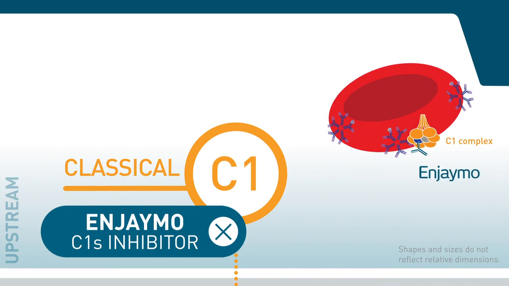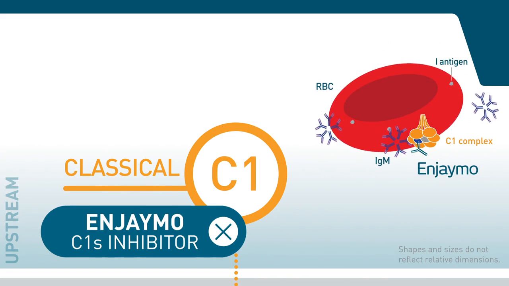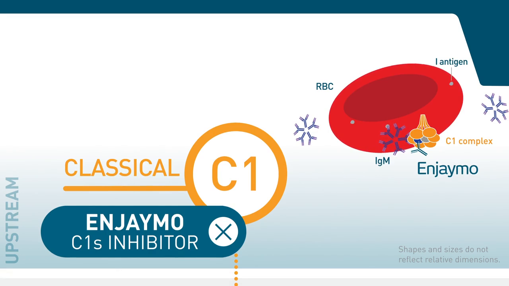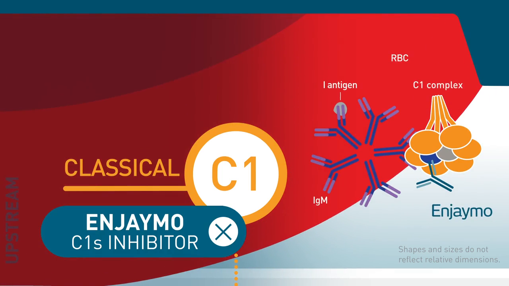By blocking C1s, ENJAYMO prevents downstream activation of the classical complement cascade and deposition of complement opsonins on the surface of RBCs, as well as generation of pro-inflammatory anaphylotoxins. Inhibition at C1s prevents the enzymatic action at the C1 complex, thereby addressing the underlying cause of hemolysis in CAD.